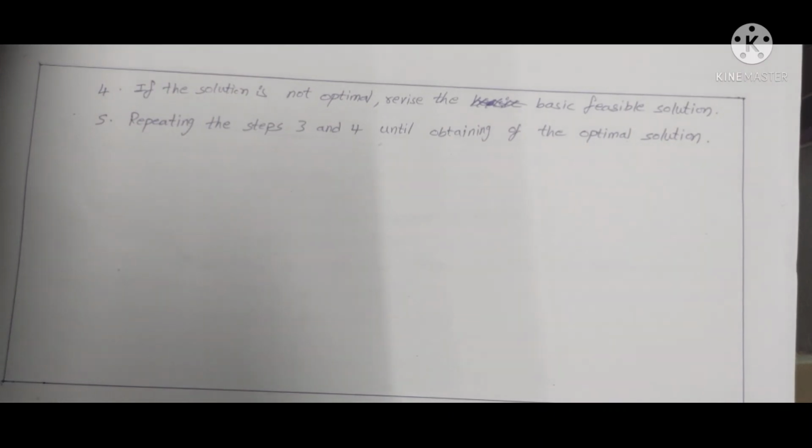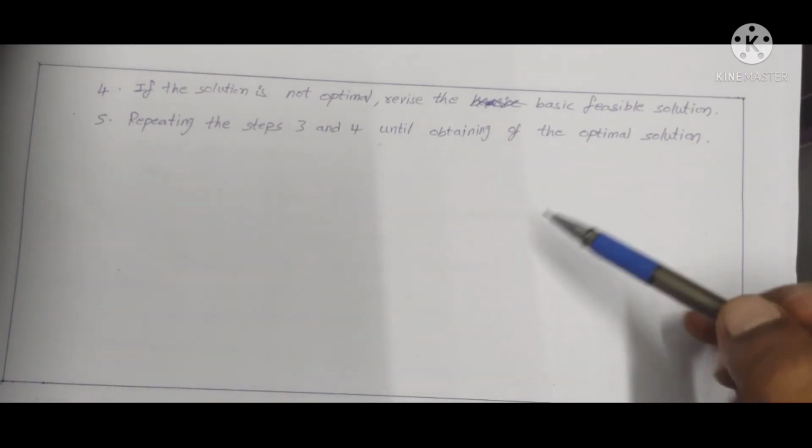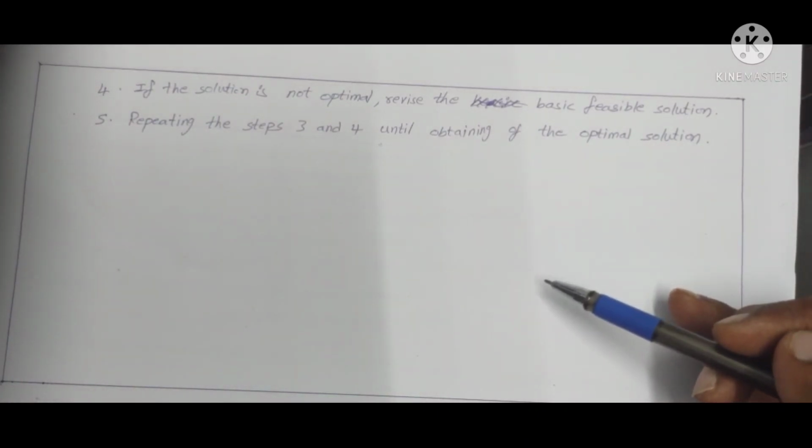With this we can know how to convert the transportation problem into a linear programming problem and how to solve the transportation problem by using the transportation algorithm. In the next class we will discuss the northwest corner rule.